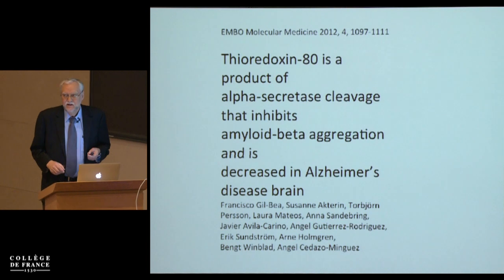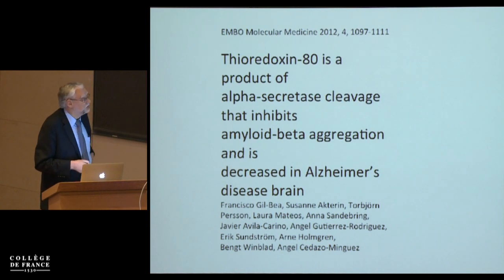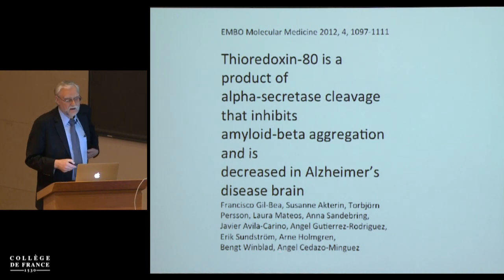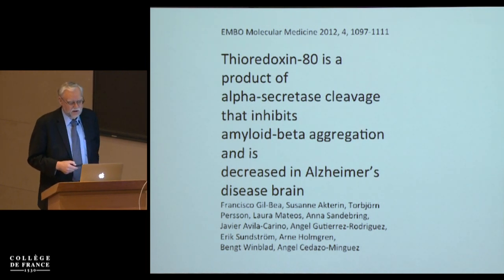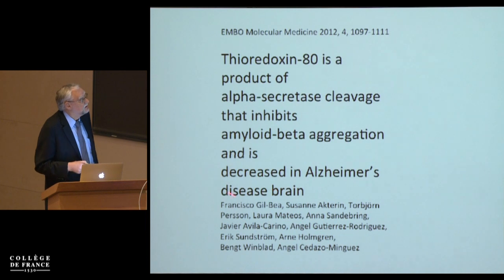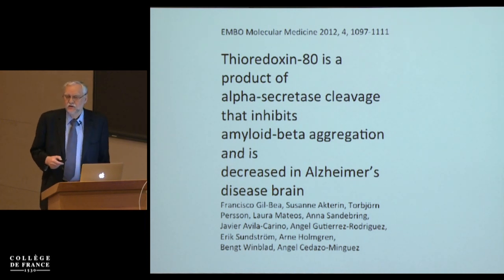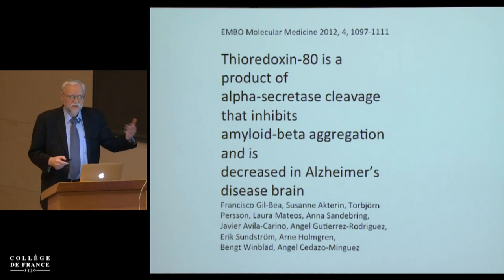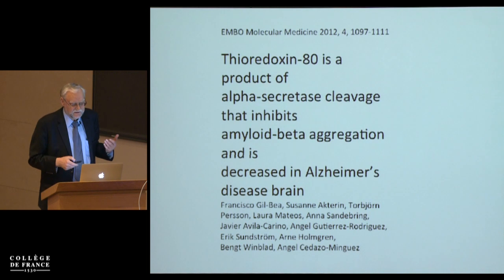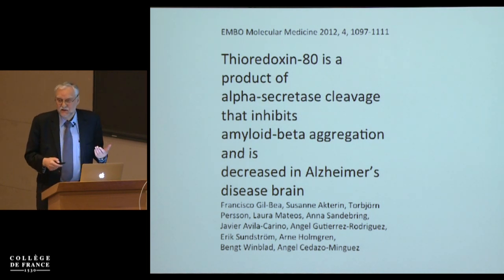Now, I started a collaboration with a large group here at the Karolinska. Bengt Winblad and Angel Cedazo-Minguez have a laboratory dealing with Alzheimer's disease, a brain disease, as you know. And this resulted in a publication which answered some questions. One is, how do you generate thyrodoxin 80? Is it by proteolytic cleavage, or is it by splicing or something like that? And what is the role of thyrodoxin 80 in the Alzheimer brain, in the aging brain?